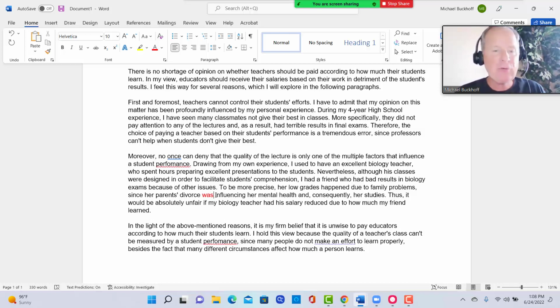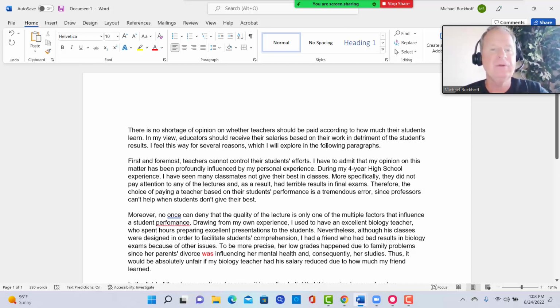You have pretty good control also over your punctuation. However, you might not be using it all correctly all the time. For example, her low grades happen due to family problems. I would not use a comma before that dependent clause. However, other punctuation marks are really good, right? So you have good control over your sentence structure and punctuation for the most part.